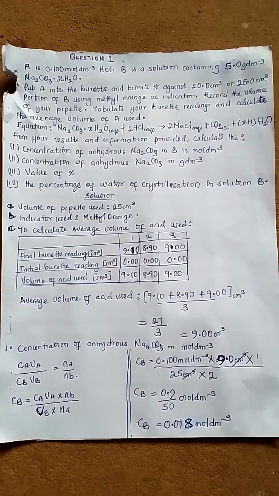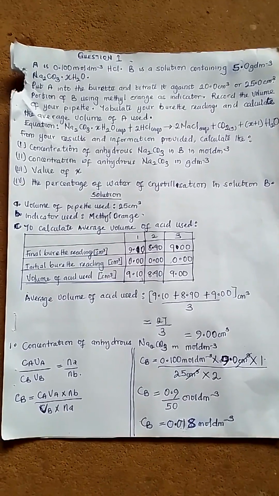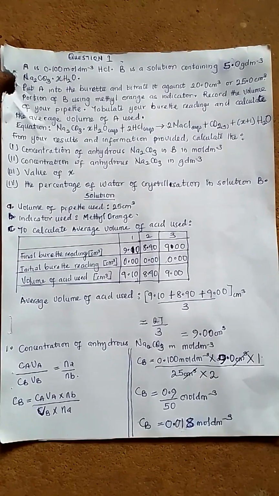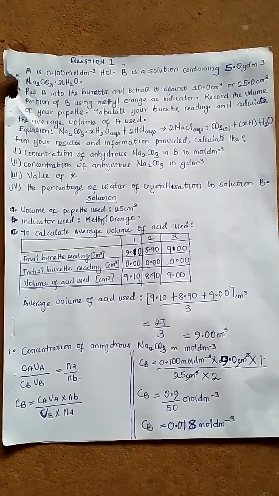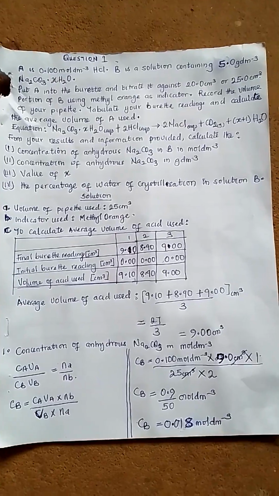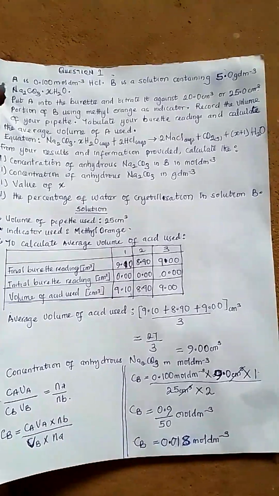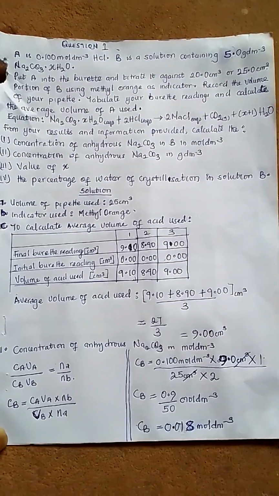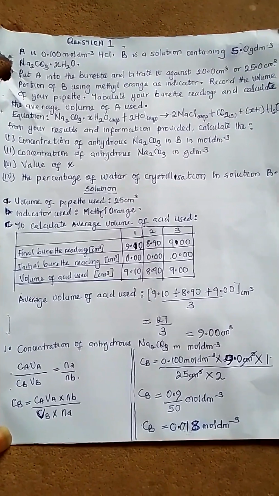We're to put HCl inside the burette and titrate against hydrated sodium carbonate using a pipette of 25 cm cube and using methyl orange.